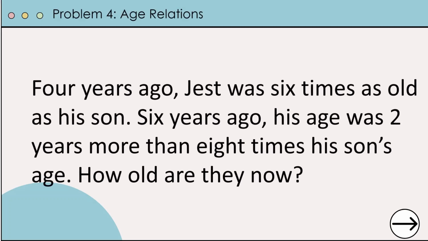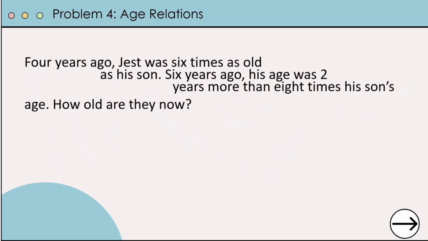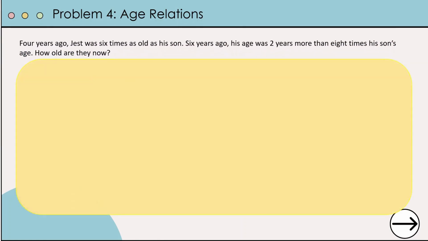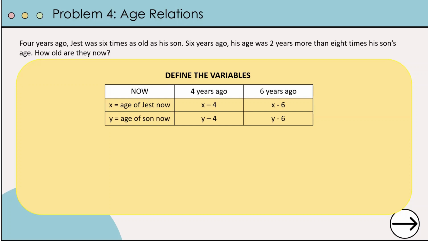Problem 4. 4 years ago, Jest was 6 times as old as his son. 6 years ago, his age was 2 years more than 8 times his son's age. How old are they now? Let's define the variables. In this case, we can use a table to represent our variables. On the first column, let's have their age now. So x is the age of Jest now, and y will be the age of his son.